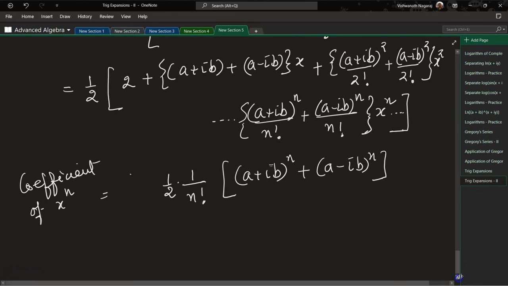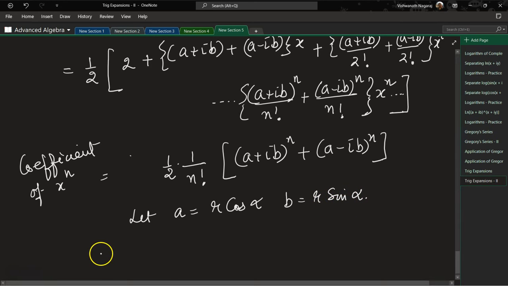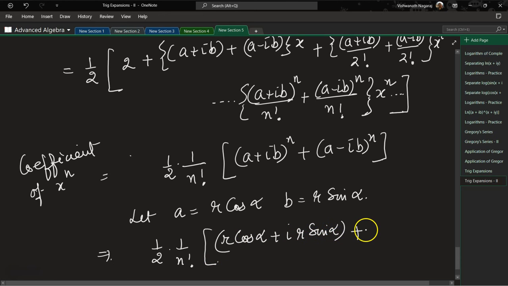It is understood. So I have got this. Immediately you should realize that you can convert it into polar forms, right? So let a equal r cos alpha and b equal r sine alpha, which means our expression becomes 1 by 2 times 1 by n factorial times (r cos alpha plus i r sine alpha plus r cos alpha minus i r sine alpha) to the power of n.